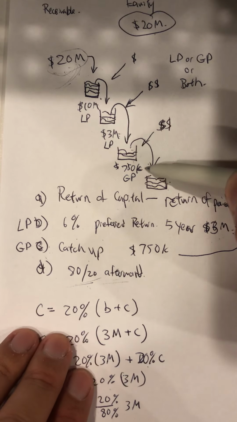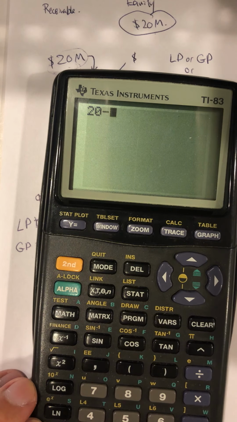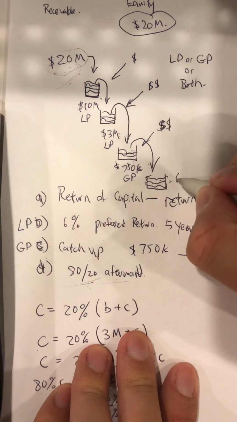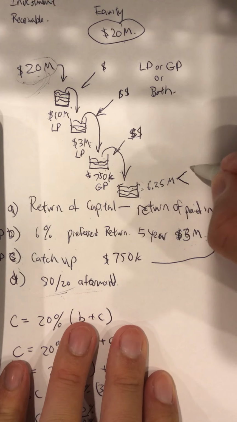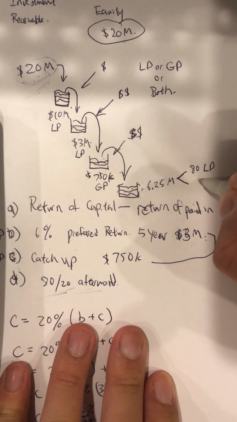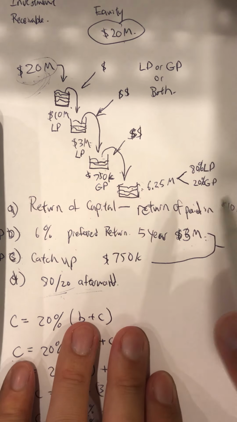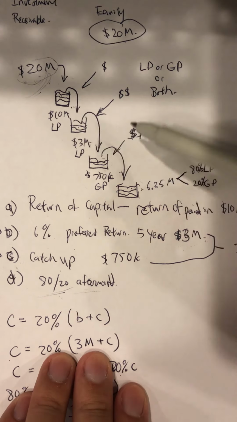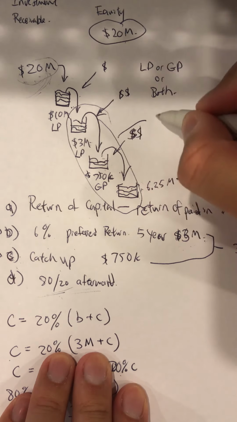And then what's remaining, what is that? So 20 minus 13.75 million is 6.25 million. So here you have 6.25 million left. And that is split 80 and 20. So 80 to LP, 20 to GP, right? And these are percentages, right? Does that make sense? So this is the return on capital, and all this right here, these three buckets are all gains, right? This is the return, and this is all gains.